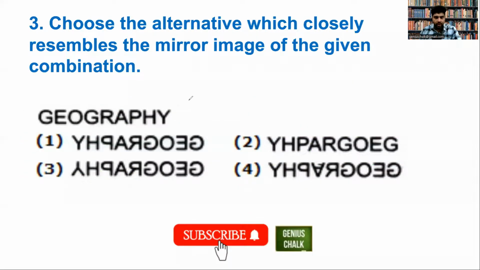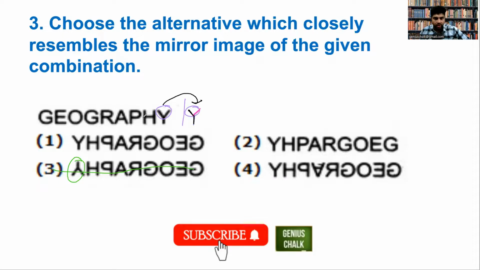Geography, let's see. Again, if you take a mirror here, Y has to be the same. Because this is the bulging part, left is right, so this is the right. The same is right to left, so this is the left, and this straight line is the same, so this Y has to be the same. But in one option you can see that Y is reciprocal, so this option is automatically cancelled.